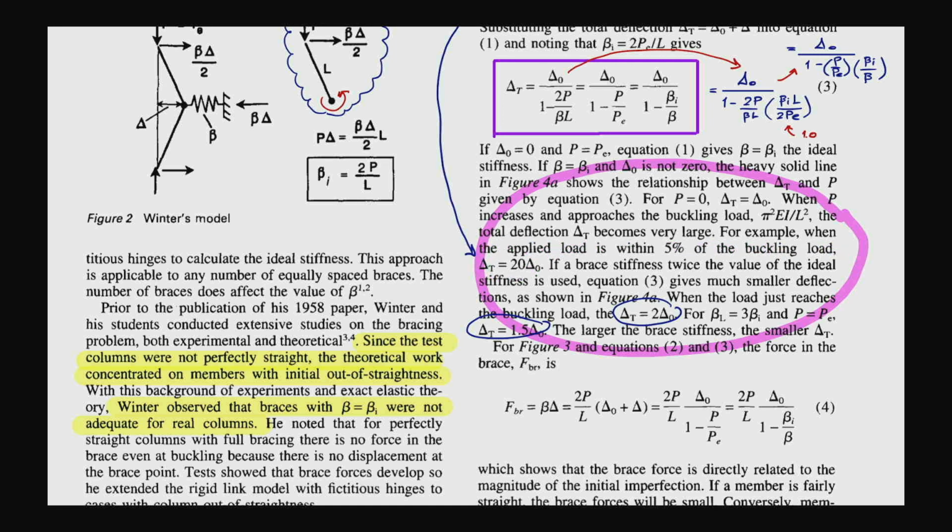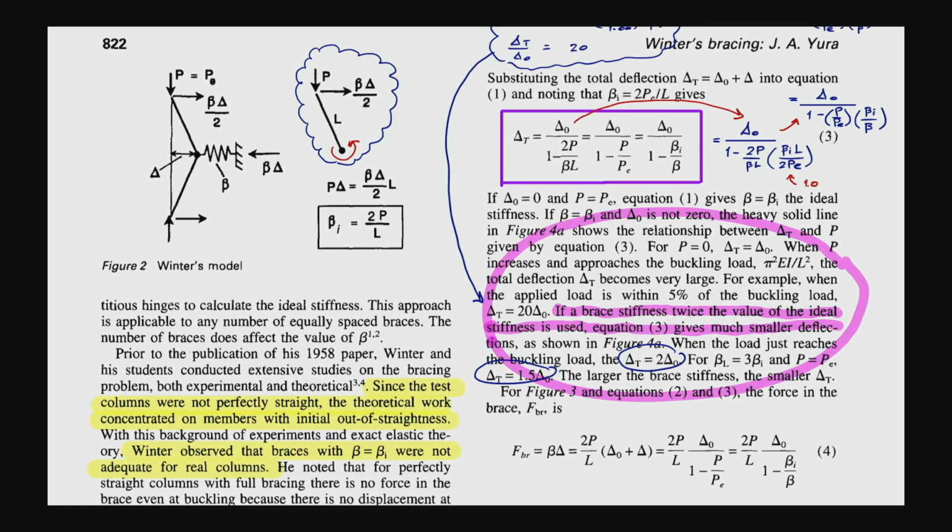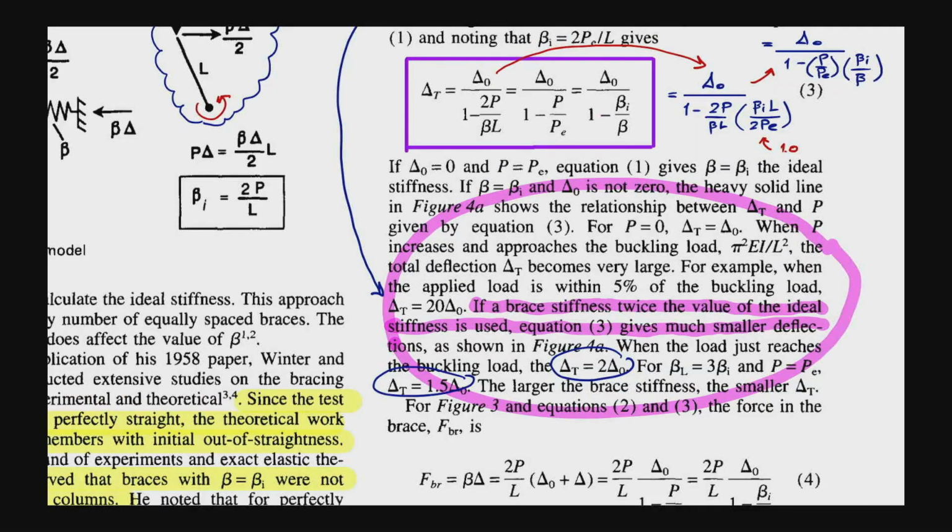If the brace stiffness is twice the value of the ideal stiffness, equation 3 gives much smaller deflection. Equation 3, which is this one here. But again, if you just read this paper alone, you might struggle. How does it give that number? Yeah, it just jumps around a lot. As shown in figure 4a, when the load just reached the buckling load, delta t equals 2 delta naught, okay, this is 1.5, okay, we solved this. The larger the brace stiffness, the smaller delta t.